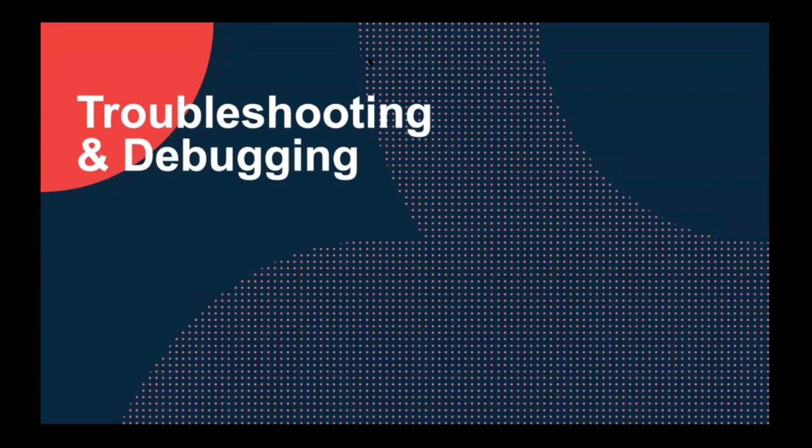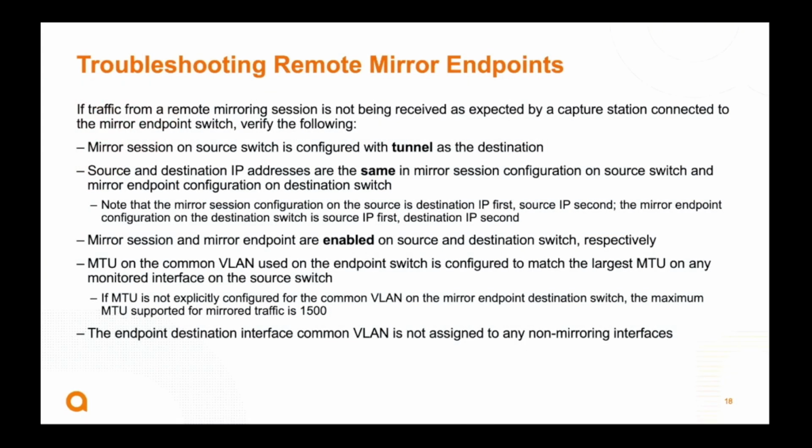All right, so back to the presentation. All right, troubleshooting and debugging remote mirror endpoints. So if you are not receiving your traffic on your endpoint switch as expected, you're not receiving it at all, or it's not being decapsulated as you're expecting, or you're not seeing all of the traffic that you expect to see.